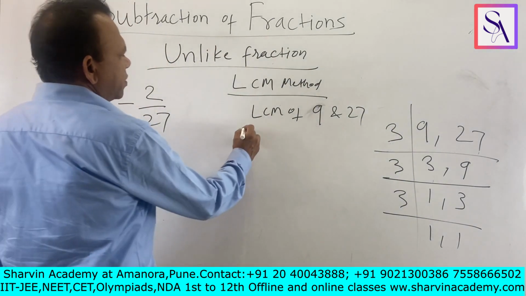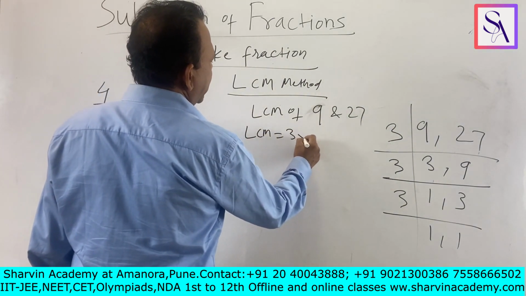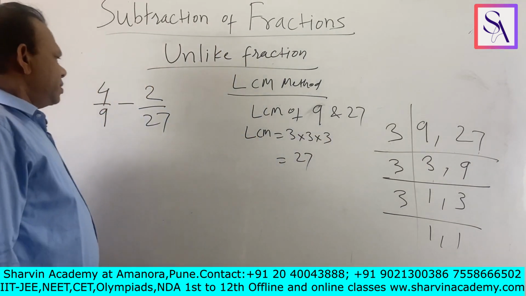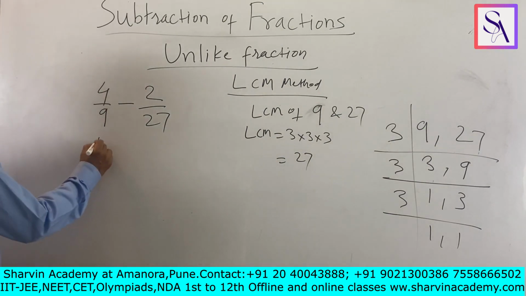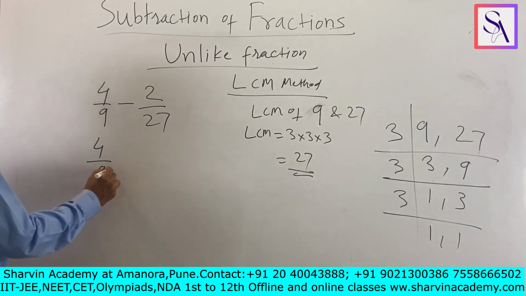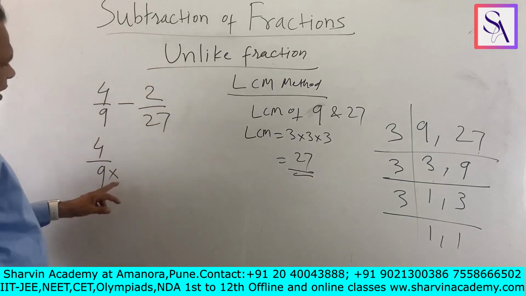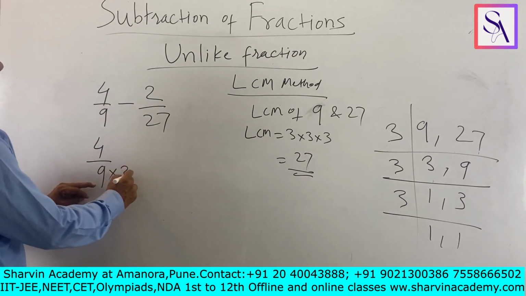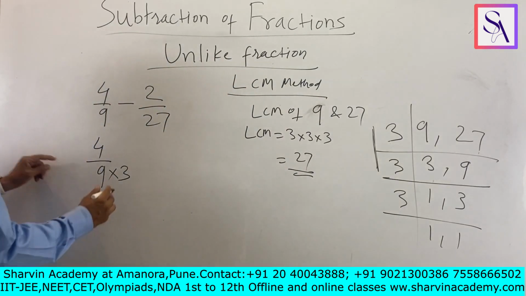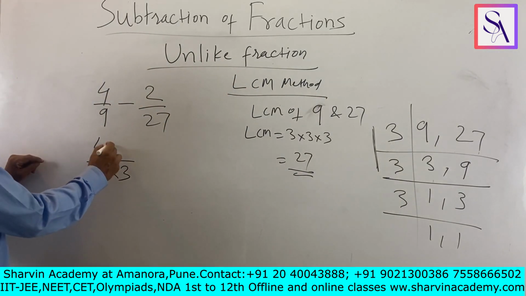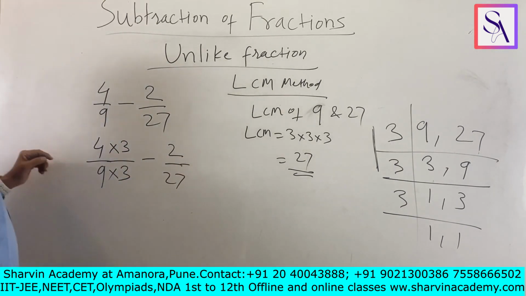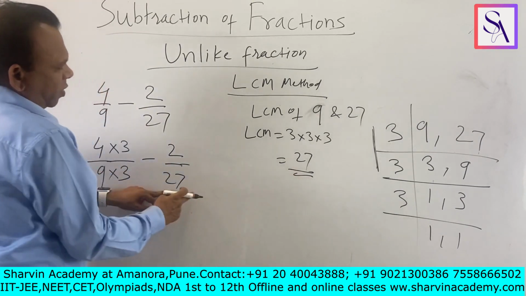So LCM is 3 into 3 into 3, 27. So 27 is the LCM. So for 4 by 9, I need to bring this LCM here. What is the number which will multiply this 9? 9 threes are 27. I can take help of this as well. So if I multiply the denominator by 3, I have to multiply the numerator by 3. Minus 2 by 27. I need 27 here because the LCM is 27, but already 27 is there.